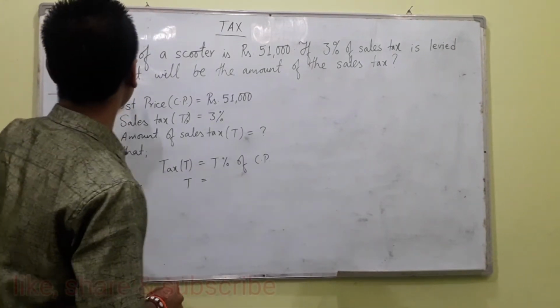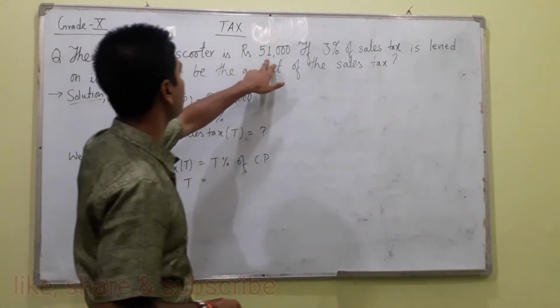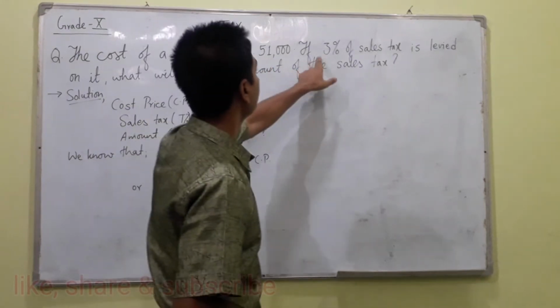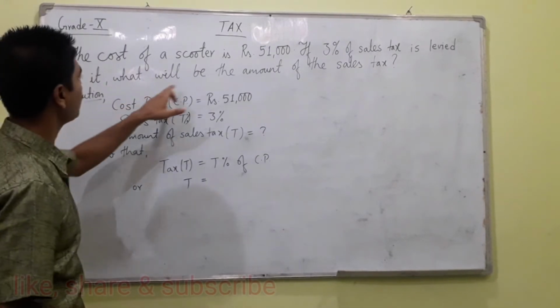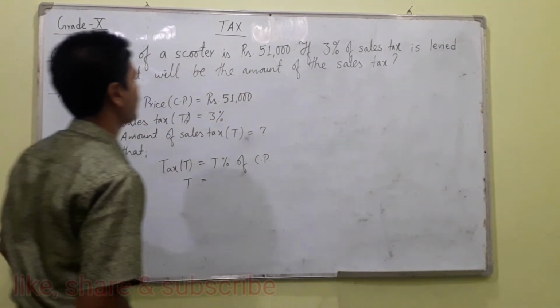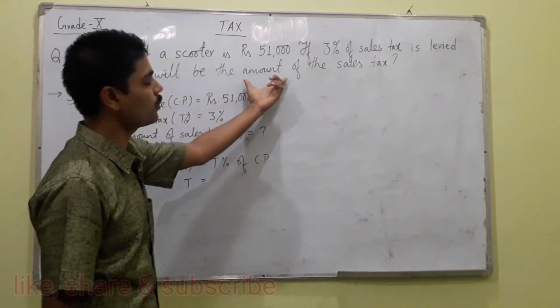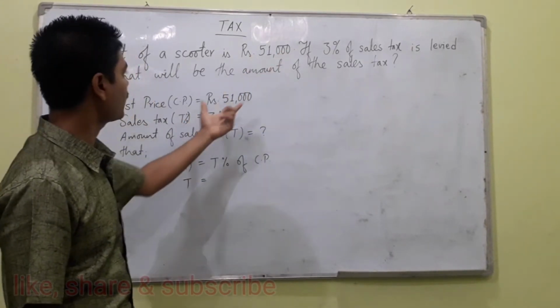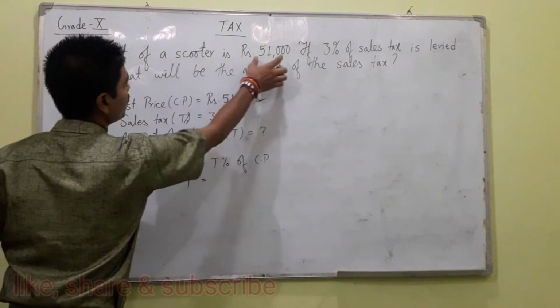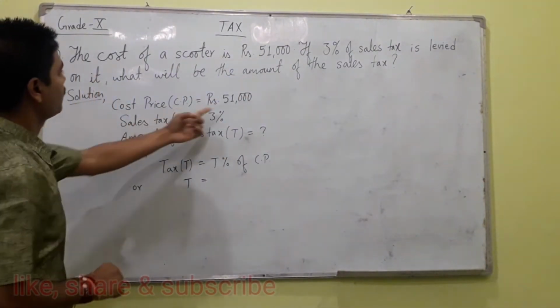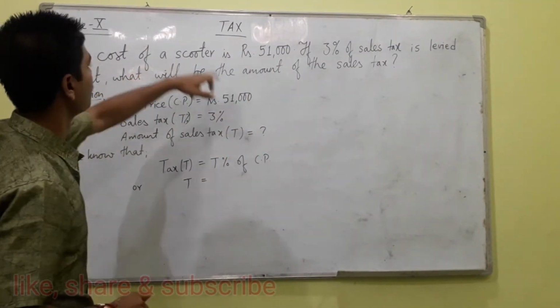You can see the cost of a scooter is rupees 51,000. If 3% of sales tax is levied on it, what will be the amount of the sales tax? So by looking at the question, we have to write the data in the given section here. So the cost price of the scooter is 51,000.